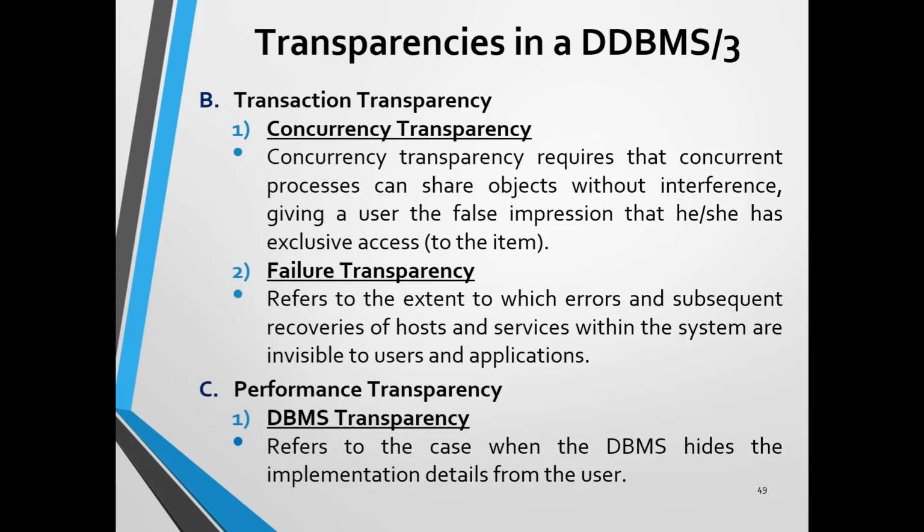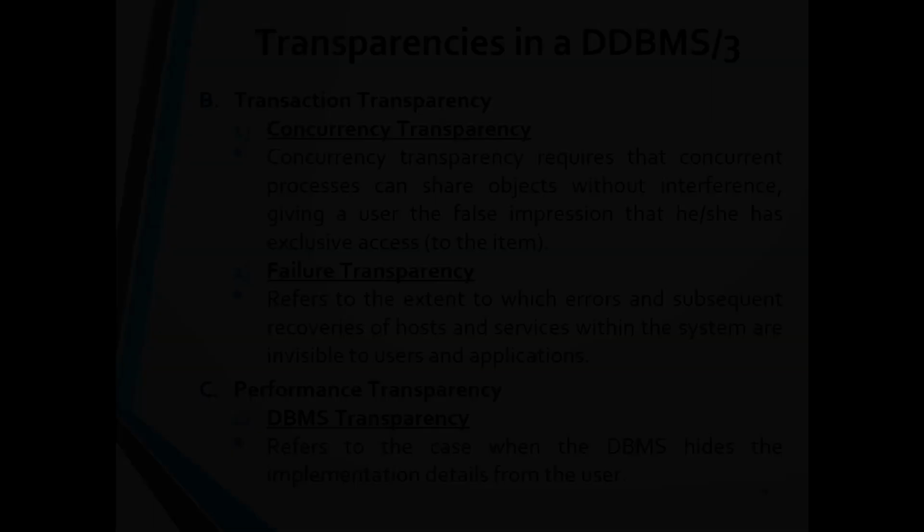Number one, concurrency transparency, where concurrency transparency requires that concurrent processes can share objects without interference, giving a user the false impression that he or she has exclusive access to the item. Failure transparency refers to the extent to which errors and subsequent recoveries of hosts and services within the system are invisible to users and applications. Then we have performance transparency, whereby DBMS transparency refers to the case when the DBMS hides the implementation details from the user.